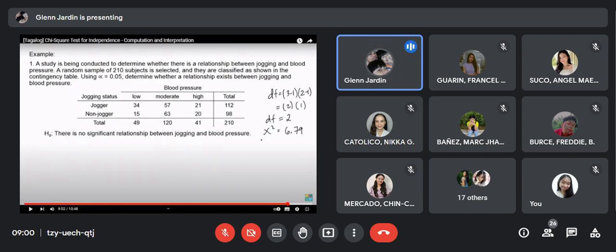Look at the table that I gave. For degrees of freedom 2 at 0.05, the value is 5.992. Then, our computed chi-square is 6.79. That is the p-value, the computed p-value.